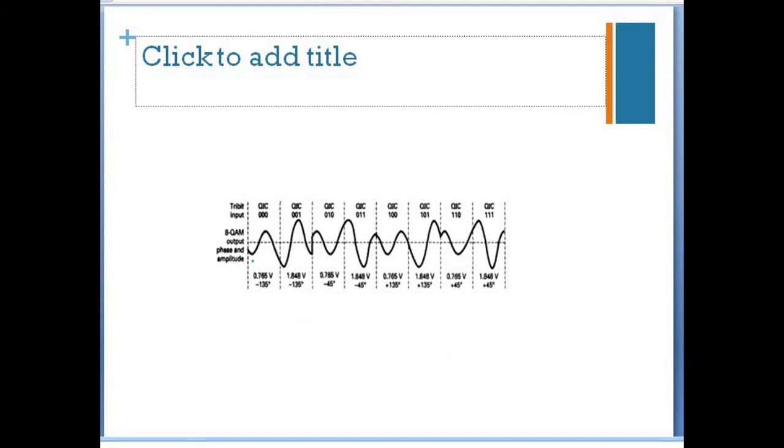And this is a graphical representation of the 8 QAM signal. For 0, 0, 0, we have a minus 135 degree change with the amplitude 0.765 volt, and for 0, 0, 1, we have a minus 135 degree angle change with plus 1.848 volt. Similarly, for all the input combinations, we have different phase changes and amplitude changes.